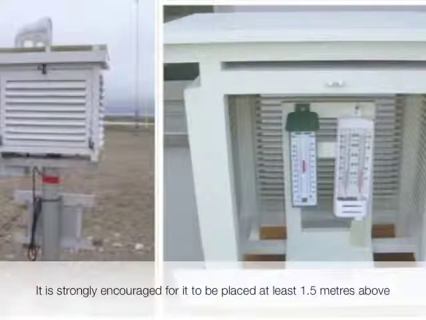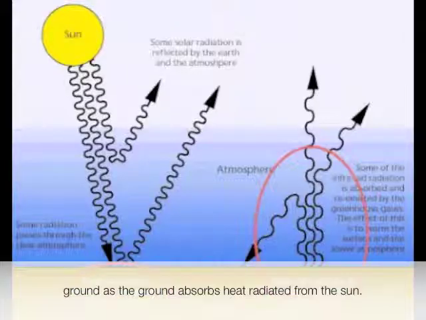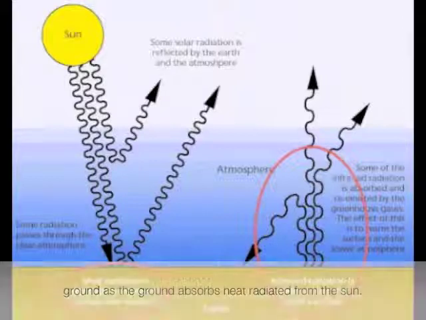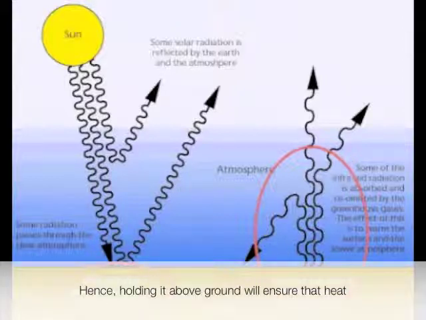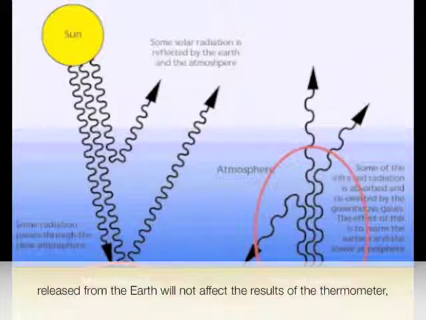It is strongly encouraged for it to be placed at least 1.5 meters above ground, as the ground absorbs heat radiated from the sun. Hence, holding it above ground will ensure that heat released from the earth will not affect the results of the thermometer.